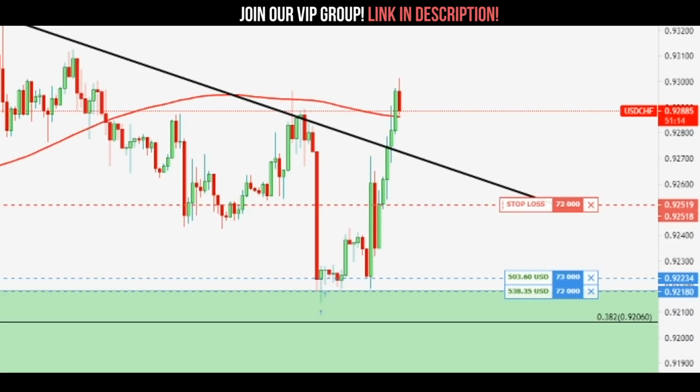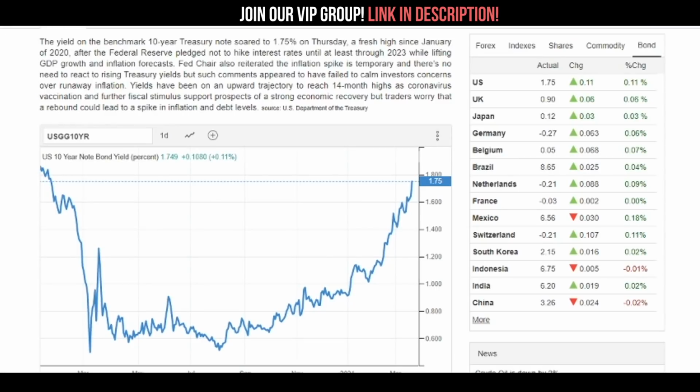0.9252 roughly, this area. And I also wanted to point out that you can see the US dollar gaining so much strength today, partially because of this major spike in the government bonds, with the 10-year yield spiking quite a bit, up at 1.75.